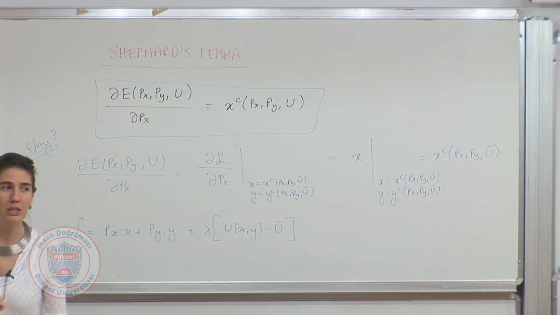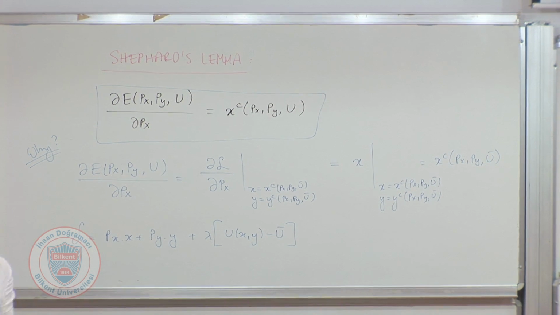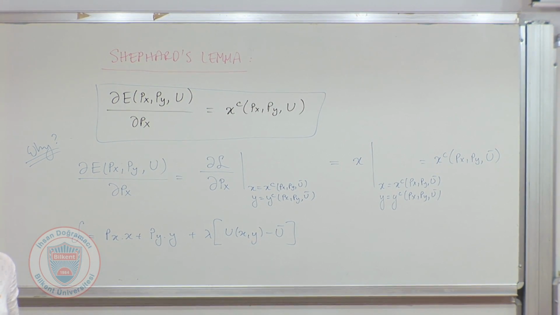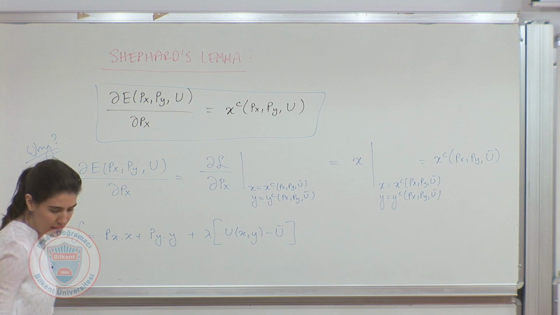So from now on, if I give you the expenditure function, you can take the derivative of that expenditure function with respect to px and get xc. If I take the derivative with respect to py, I'll get yc, right? So it wasn't a tricky question, right? So if I take the derivative with respect to py, I'm going to get yc, okay? So this is basically the case.